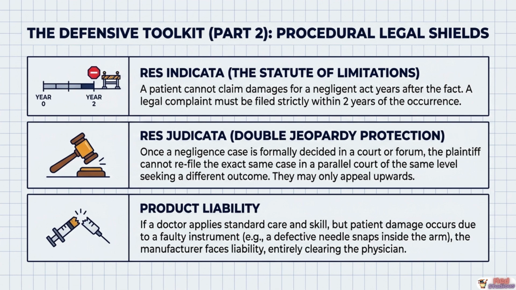The third shield is product liability. If a doctor administers a medication, uses a medical device, or employs a piece of equipment correctly and with standard care, but a patient is harmed because the product itself was defective, for example, a needle that snaps inside the patient's arm, the liability shifts entirely to the manufacturer or supplier, completely exonerating the physician.